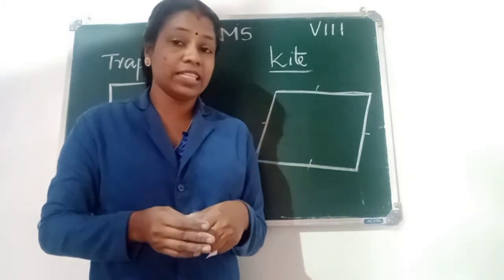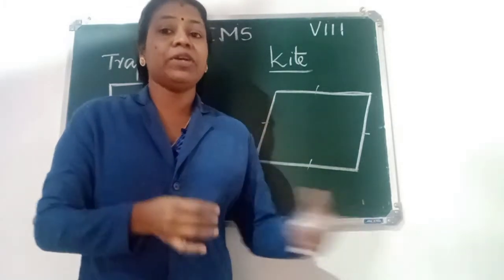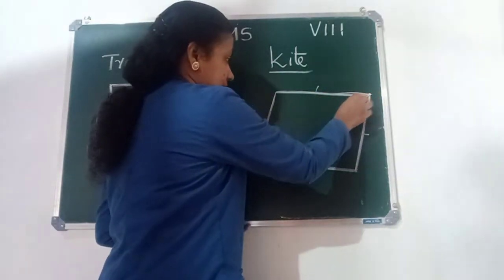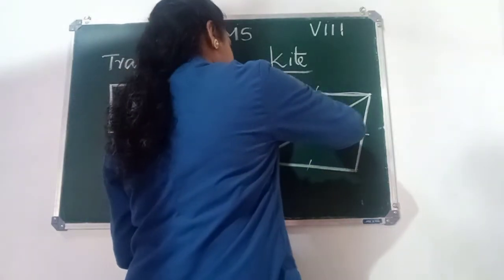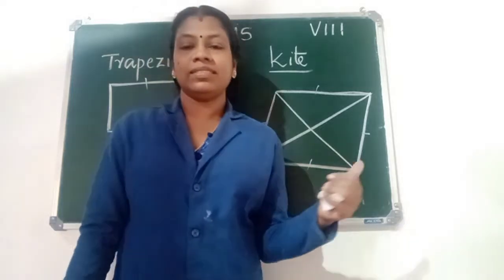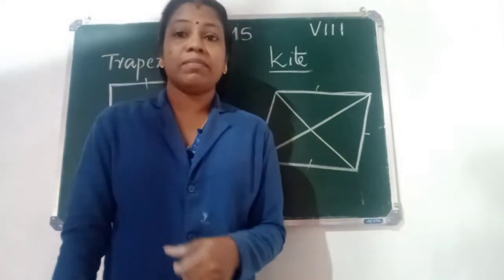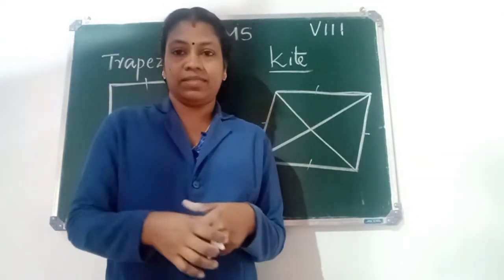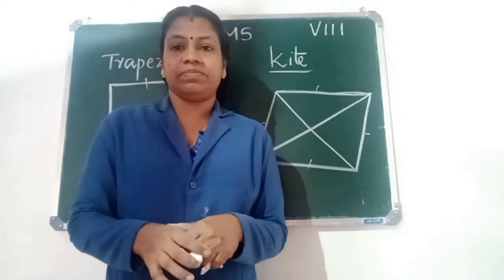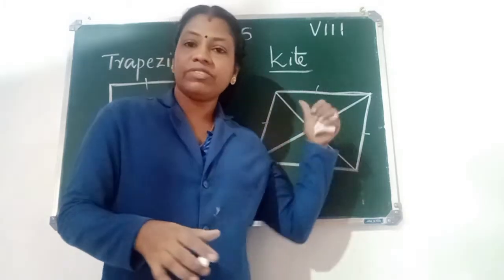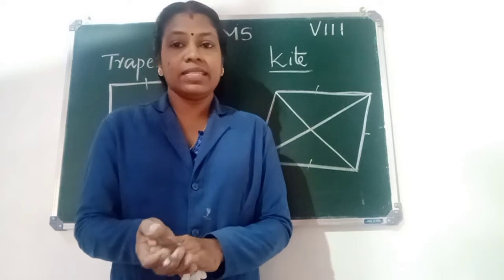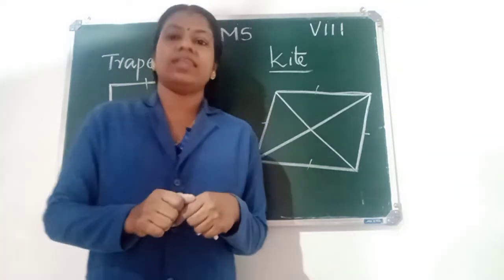Then diagonals are perpendicular to each other. Diagonals in a rhombus are perpendicular to each other, and diagonals bisect one another. Each of the diagonals bisects the other. Clear? That's a rhombus.